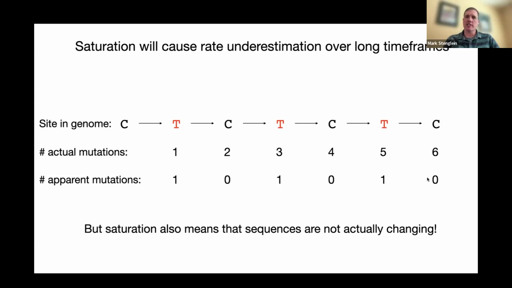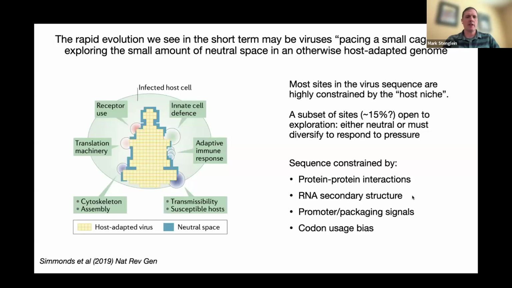So on the one hand, saturation leads to rate underestimation, but in another sense, saturation also reflects that sequences are not actually changing, right? It's analogous to if you were to run a mile down the road and then turn around and run back a mile. In one sense, you've run 2 miles, but in another sense, you've gone nowhere. And that's what's happening with saturation.